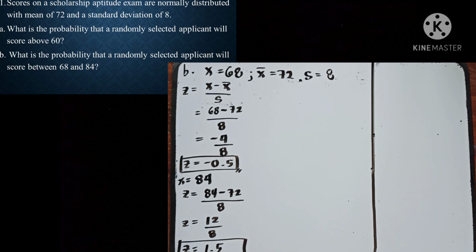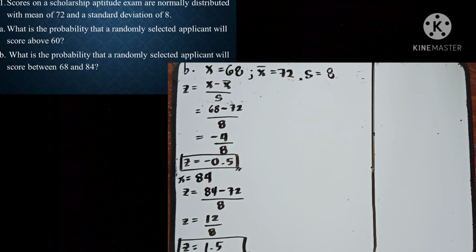Okay. So, meron na tayong dalawang standard scores. Okay? So, negative 0.5 and Z is equal to 1.5. Again, ang hinahanap natin, probability that a randomly selected applicant will score between 68 and 84. Okay? So, next, since meron na tayong values ni Z, ang next na natin gagawin, proceed tayo sa pagkuha ng areas under the normal curve.